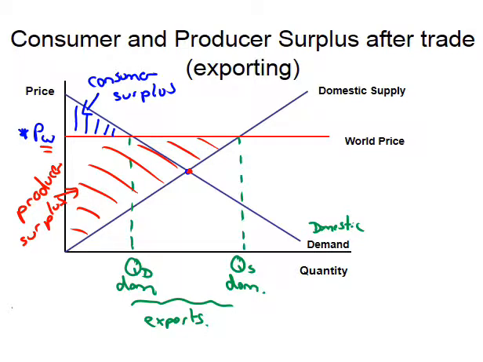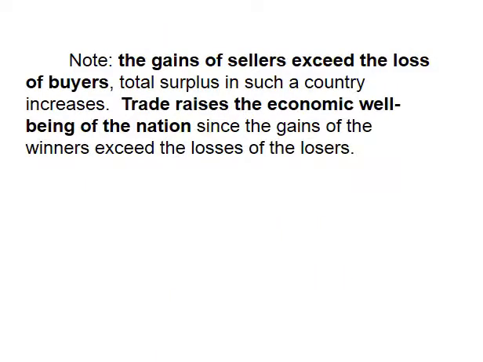So if we look at the combined surplus, so if we add the consumer surplus with the producer surplus, which is also known as the community surplus, it is larger than before, because in essence what's happened is that we've picked up this entire triangle here as a new extra surplus, which is larger than what we had before without trade. So the gains of sellers exceed the loss of buyers. In other words, the total surplus in such a country increases. So we can see that trade raises the economic well-being of the nation, since the gains of the winners exceed the losses of the losers.